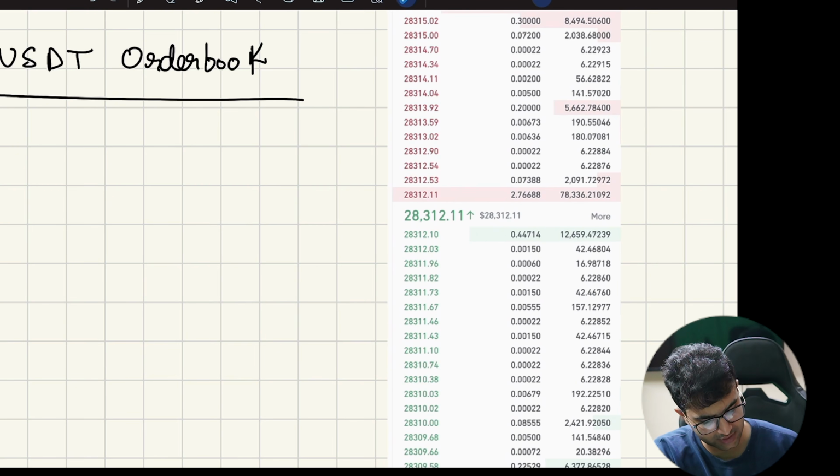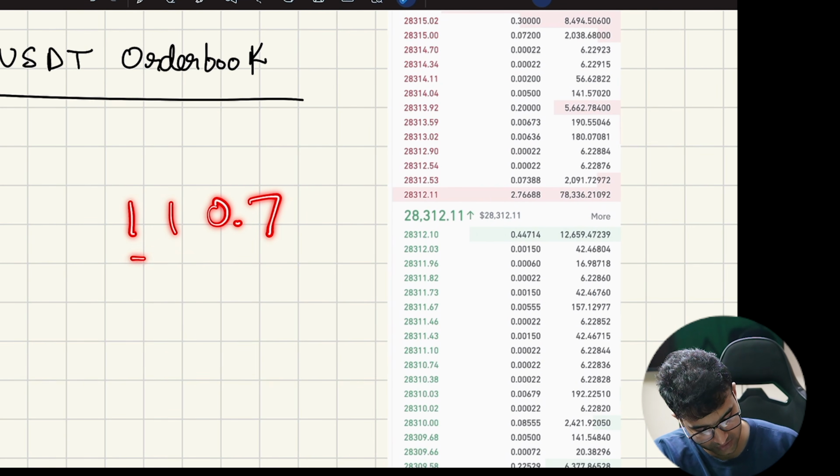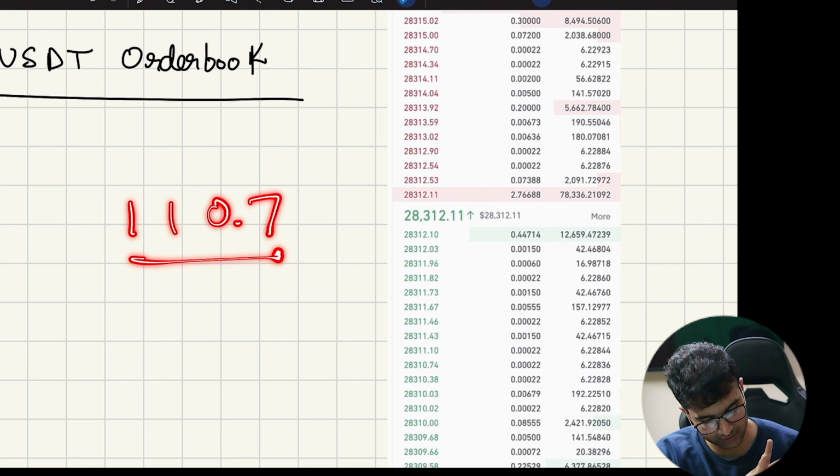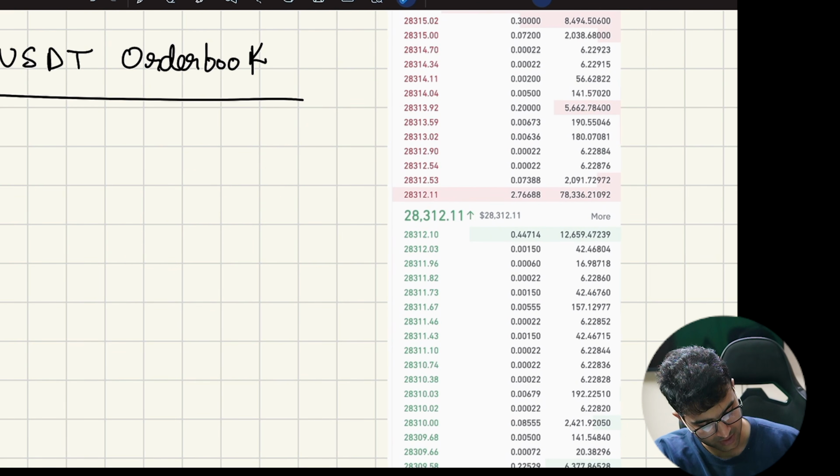The first entry isn't necessarily one person. It could be one person selling one Bitcoin, another person selling another Bitcoin, and another selling 0.7, which adds up to 110.7. This could be the three people who are willing to sell at this price. And this is the top of the ask side of the exchange. We are asking this much price for this much quantity.